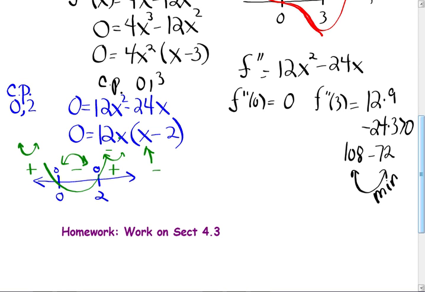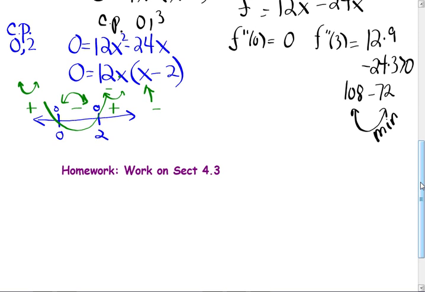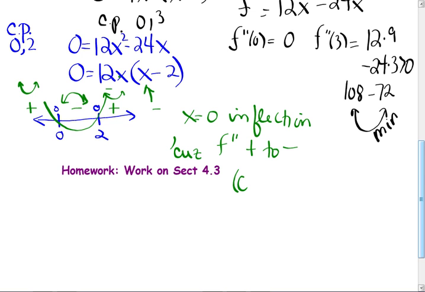Is 0 an inflection point? Stephen? Noah? It is, because f double prime goes from positive to negative.